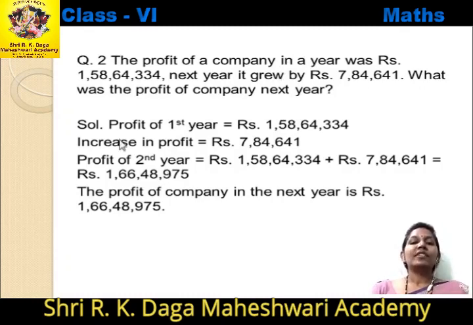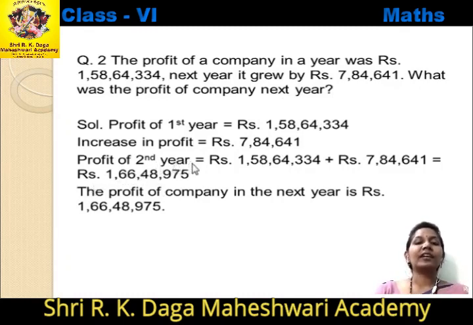So first we will write what is given: profit of first year. Profit of first year is rupees 1,58,64,334. Increase in profit, it grew by, that is increased by. So increase in profit is rupees 7,84,641. So here we will write the same number. Now we have to find out the profit of second year.